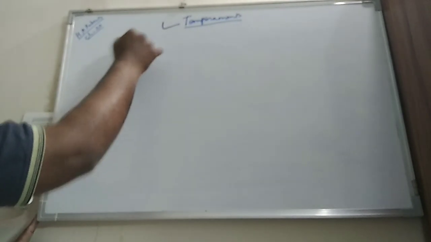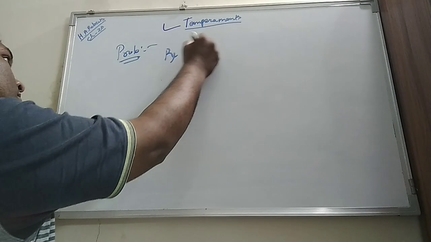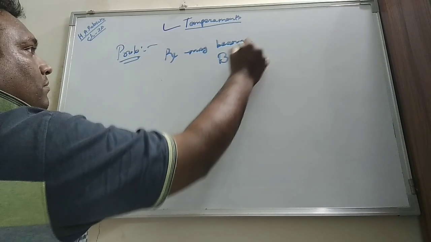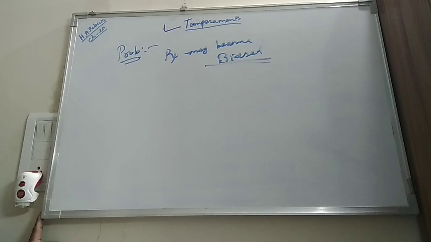But in case of temperament, there are some problems. The problem is, homeopathic prescription may become biased. Why? Because we have certain criteria in our mind that particular diseases or particular situations will appear only in particular people.